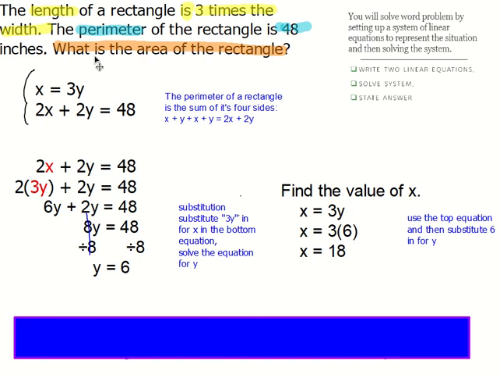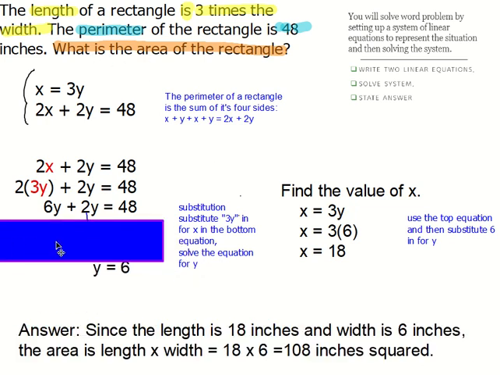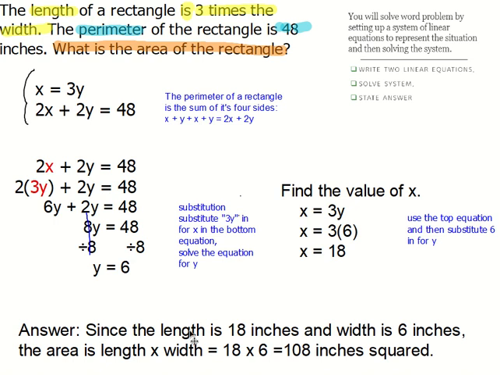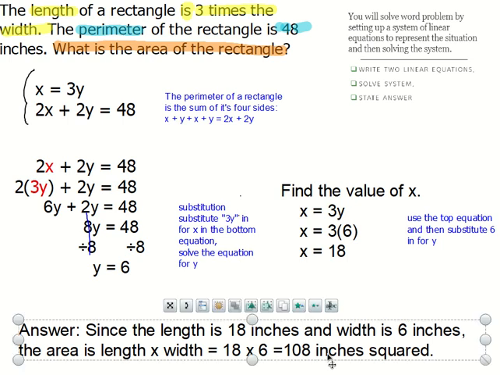But since the question asked for the area of the rectangle, we need to take those two numbers and multiply them together. So since the length is 18 inches and the width is 6 inches, the area is the length times width, which equals 18 times 6, which is 108 inches squared.